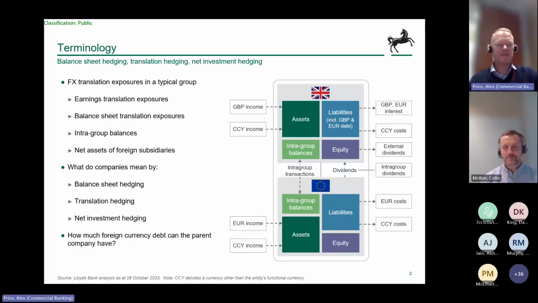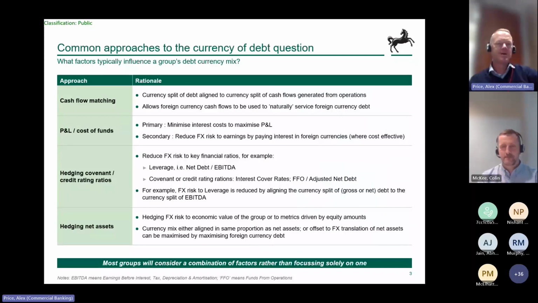So that was a bit of theory to start with. Really helpful, I think. So really, what we're talking about is how do companies manage some of those translation exposures coming from those three bottom pieces of risk, and how do they move forward. So moving on, the next slide is just on the common approaches to the currency of debt question.